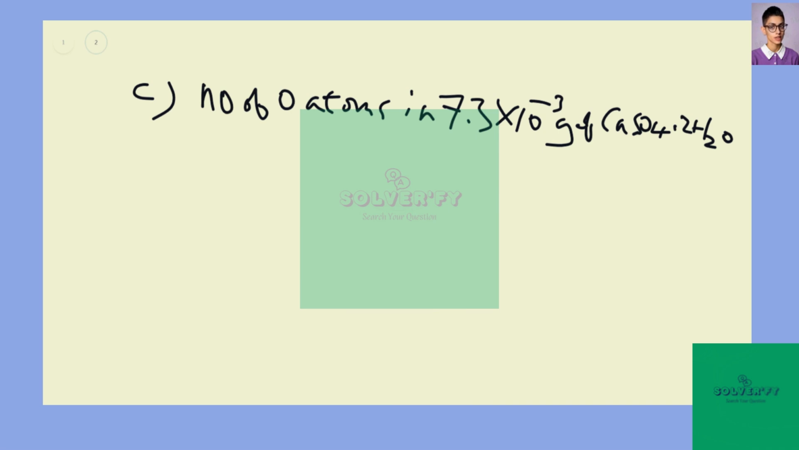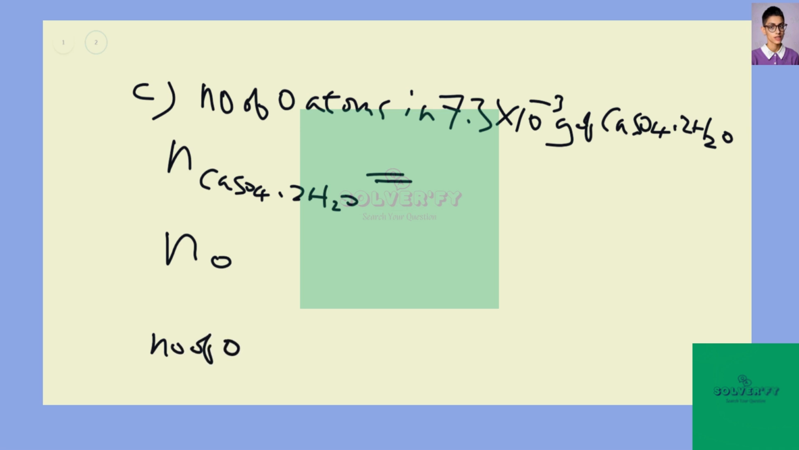Okay, last but not least, we have to find the number of oxygen atoms in 7.3 times 10 to the power of 3 gram of calcium sulfate dihydrate. So we want to actually find out the number of oxygen atoms. So we have to first find out the number of moles of our calcium sulfate dihydrate, and then we're going to find out the number of moles of the actual oxygen atom, and then we can find out the actual number of oxygen atoms.